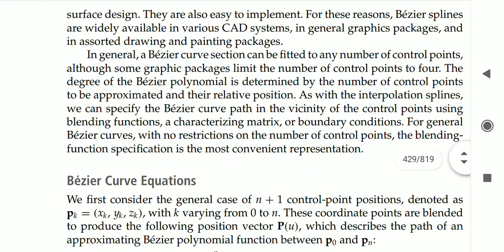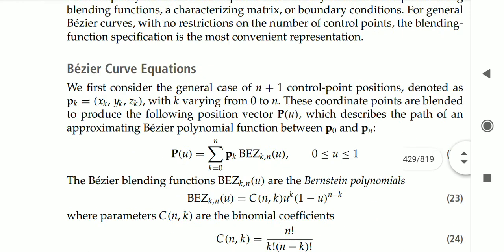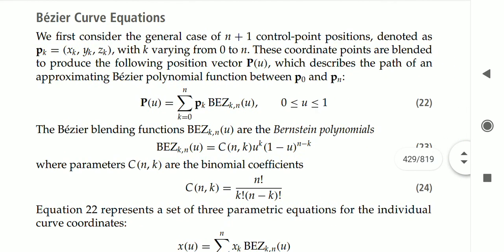Now we'll see Bezier curve equations. So our objective is what? We have to draw a curve, correct? To draw a curve, you need points. How many points am I going to use? And I have to tell the beginning point and end point, correct?